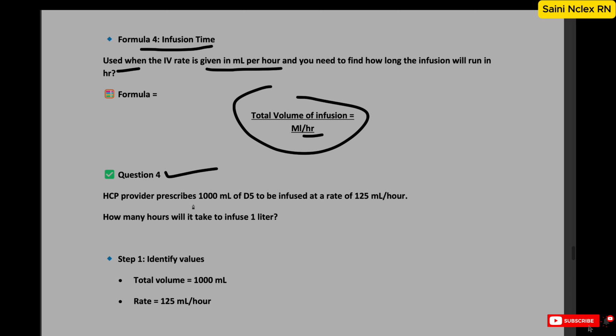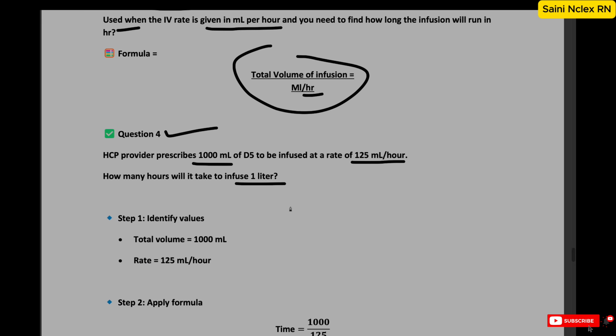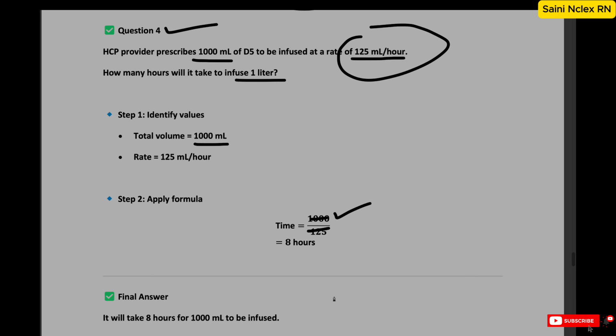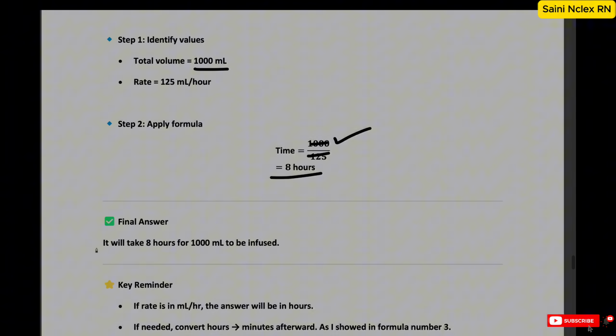A healthcare provider prescribes 1000 ml of D5 to be infused at the rate of 125 ml per hour. How many hours will it take to infuse 1 liter? First of all, guys, you have to identify the values. We have 1000 ml total and our rate is 125 ml. So apply the formula. Total volume of infusion is 1000 ml and our flow rate is 125 ml per hour. If you break these numbers down, your answer will be 8 hours. So the final answer: it will take 8 hours for 1000 ml to be infused.